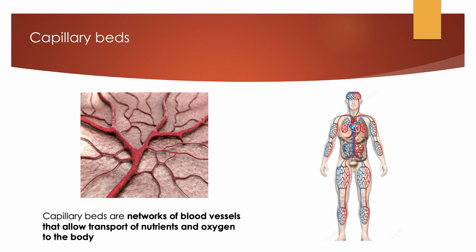Capillary beds. Capillary beds are networks of blood vessels that allow the transportation of nutrients and oxygen to the body. As you can see in this diagram on the right hand side, these are the main areas where the beds will be, because this allows diffusion into our biggest working muscles.